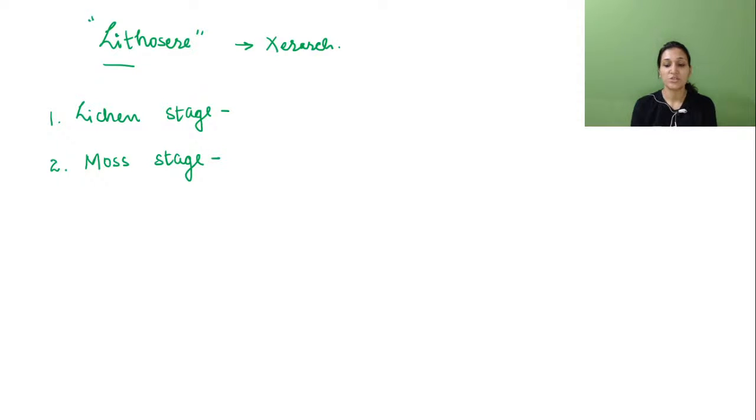Second is moss stage. So mosses such as polytrichum, tortula, etc. are of actually larger size. They have gregarious habit, and their rhizoids penetrate deep into the rocks. So they shade the lichens and replace the lichens, and mosses accumulate and aggressively establish themselves in that area.